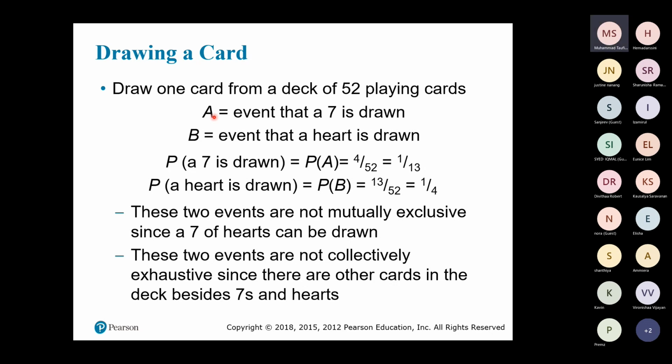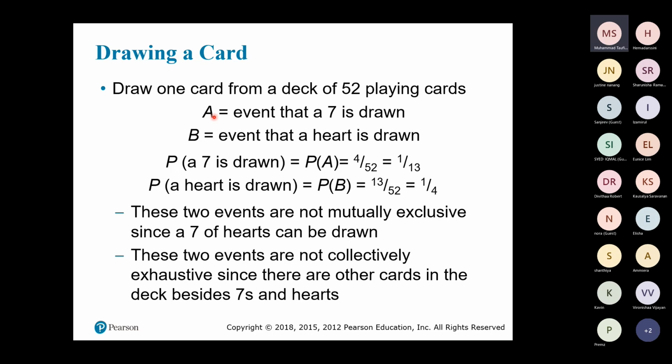7 of heart, 7 of spade, 7 of diamond, and also 7 of club. I forgot the name of the symbol. So we have 4 cards of 7 inside a deck, and then you divide by the total number of cards in the deck, which is 52. So you divide 4 by 52, you will get 1 over 13. It means that out of 13 cards you pull, you will get at least one card of 7.